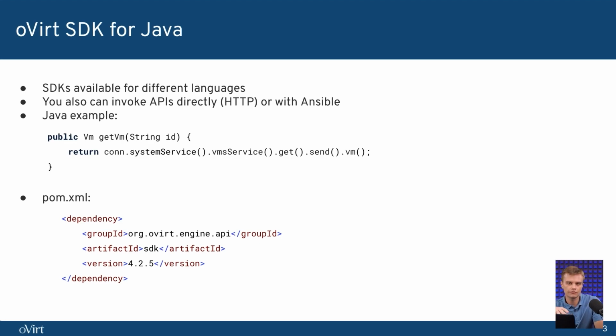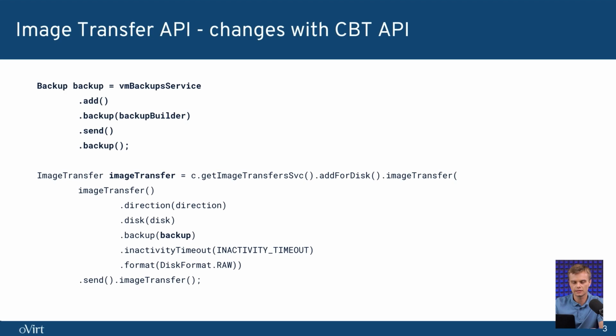Now, this is the example. You can use SDKs for different platforms. We use Java, but the cool thing is that you have the APIs accessible and SDKs for different languages. This is an example of how you could send a specific command to initiate, let's say, the snapshot.